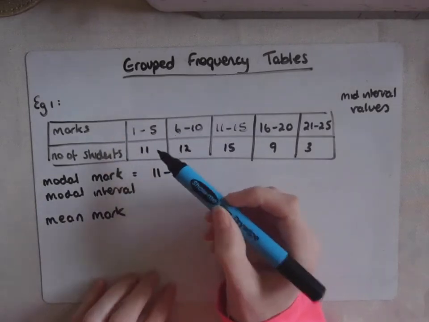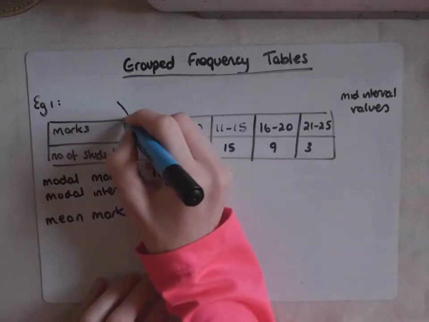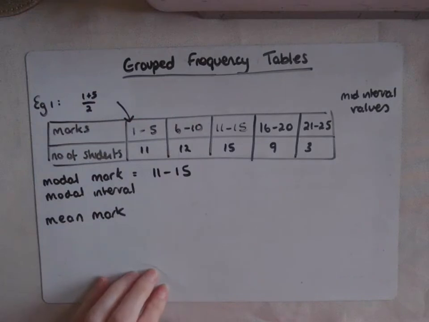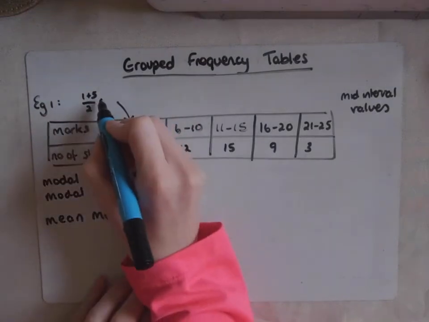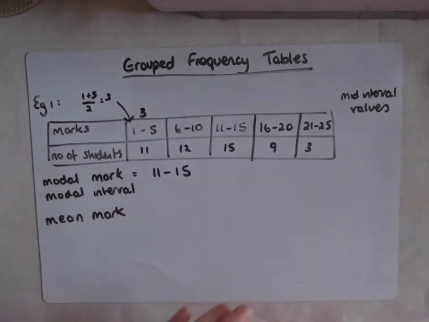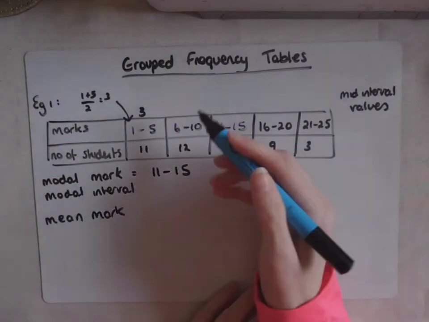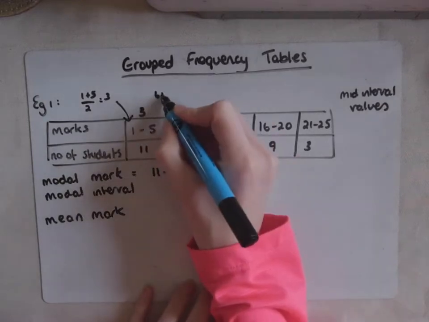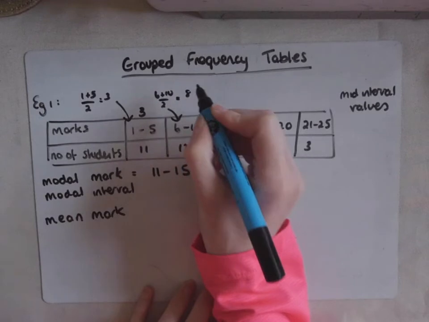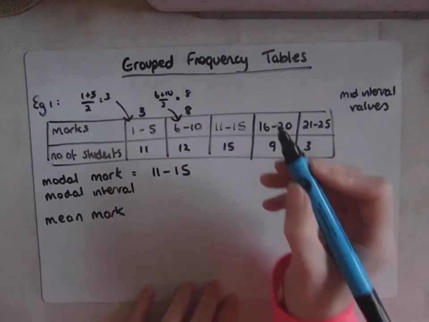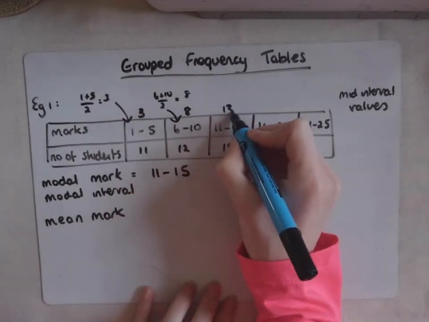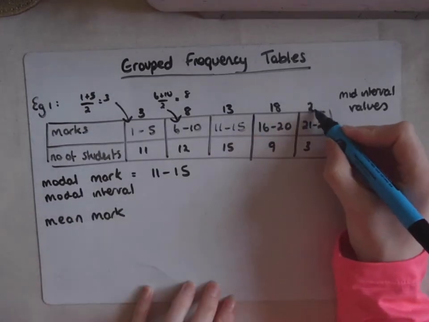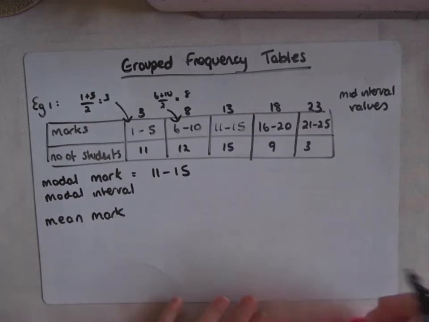Now, what you do is you add 1 and 5 and you divide it by 2. You're getting an average of 1 and 5. So that's 6 divided by 2, which is 3. So the mid-interval value there is 3. The mid-interval value here, what's in between 6 and 10? You're going to add 6 and 10, which is 16, and divide it by 2, which is 8. Okay? In the middle of 11 and 15 is 13. Do the same thing. 16 to 20 is 18, and 21 to 25 is 23. They are your mid-interval values.